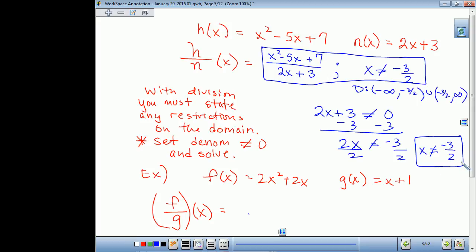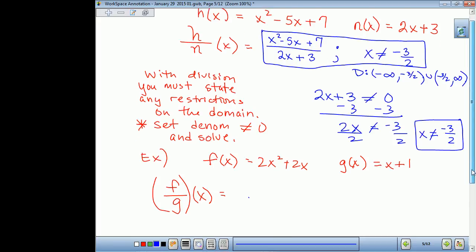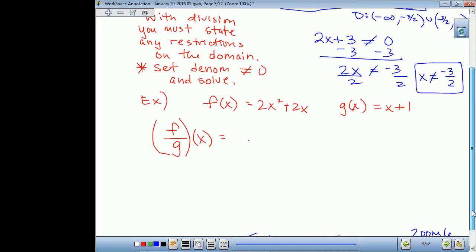Make sense? Yeah. Okay. So it takes both parts because there is a restriction with division. Anytime there is a variable in the denominator, there is a restriction on that domain. So let's try a new one. F of x equals this, and g of x equals this.